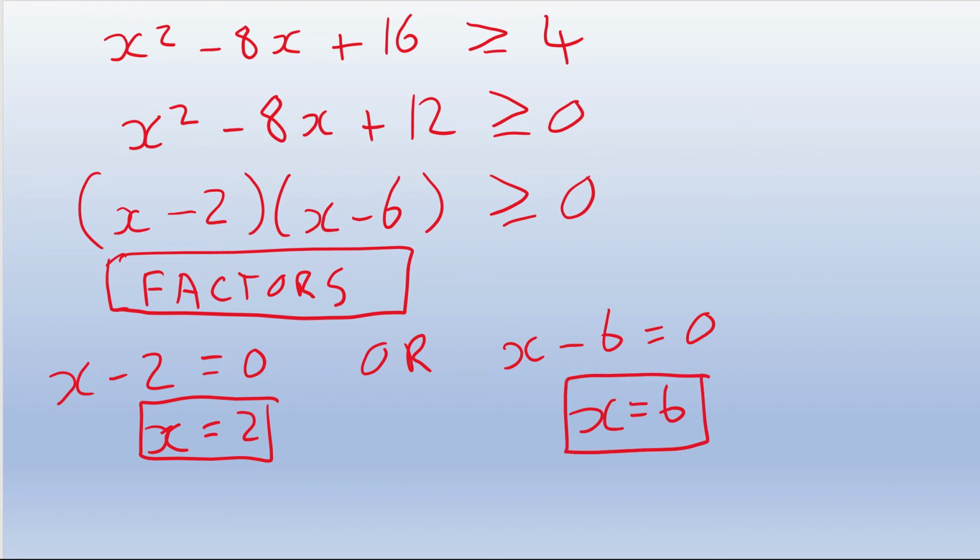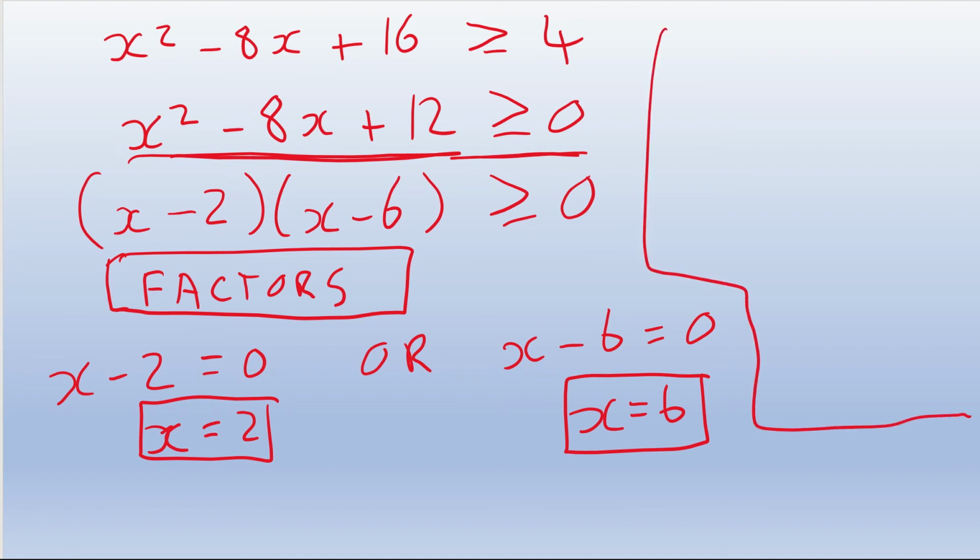So in order to find out my range of values for which my quadratic, this one here, is greater than or equal to 0, I'm just going to do a quick sketch of the graph over on the right hand side. It's not going to be perfect, but it's just going to give me an idea of what's happening. So my roots are going to be x is equal to 2 and x is equal to 6.